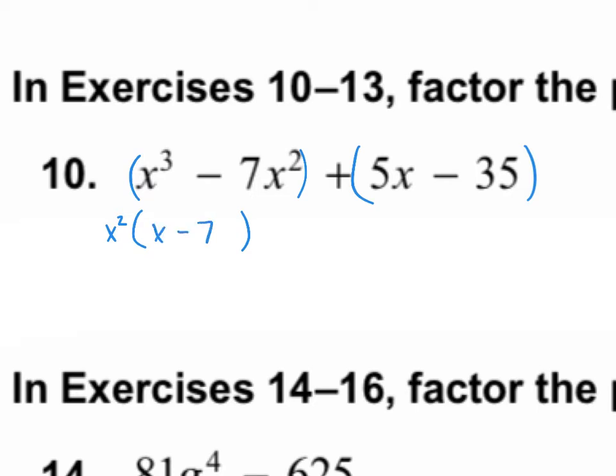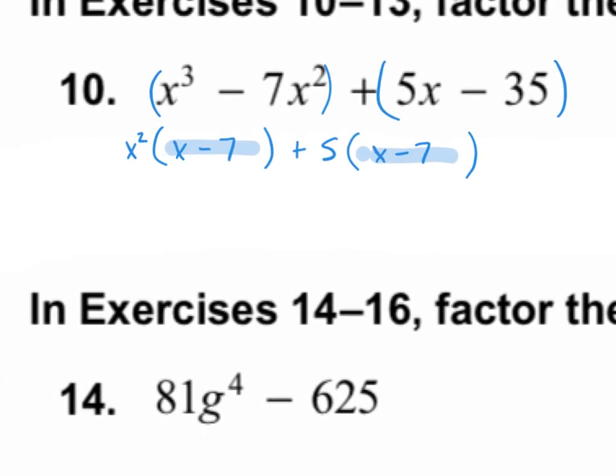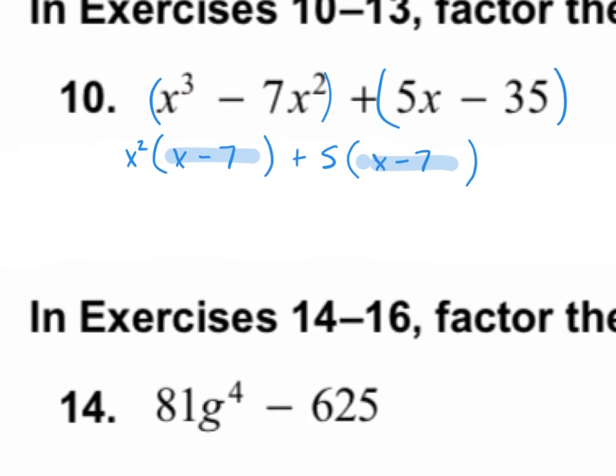So we take out an x squared and we're left with x minus 7. What can we take out of the second two? You can take out a 5, and then what are we left with? X minus 7. So our insides are the same, so we can factor by grouping here. So what's our next step? We put the outsides together, so x squared plus 5, and then we put the insides in 1, so x minus 7.